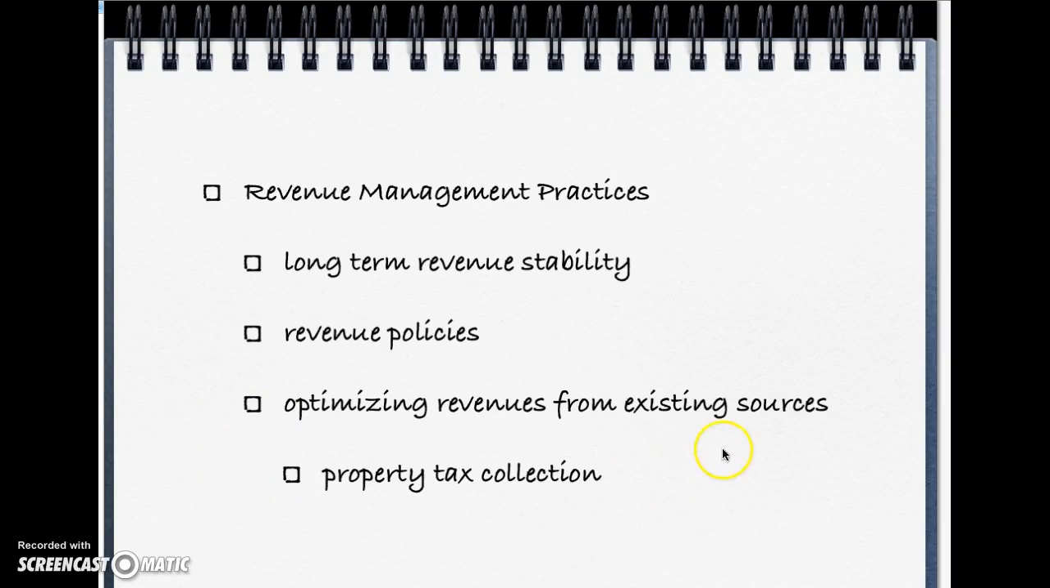You can optimize revenues from existing sources, and the example I have here is property taxes. Because if you can collect your delinquent property taxes more efficiently, then you can include those funds in your projection for revenues, all right? Same way in terms of how you collect other types of revenues from the citizens, whether it's trash collection or code enforcement fees and fines and those types of things.